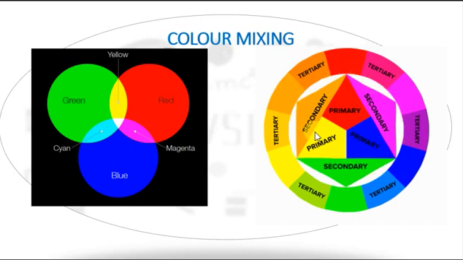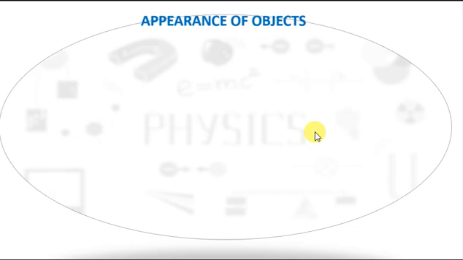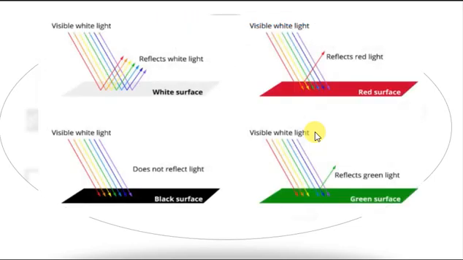It all comes out of the mixing. Like I had already told you, objects appear the way they appear simply because of the colors they reflect. For example, we can look at these objects. If I have a white surface, it will reflect all the colors. If the color entering, that is a visible white light, has all the 7 colors, it reflects all of them, meaning what you see will be all the colors coming to your eye. When they all come, it will be white.